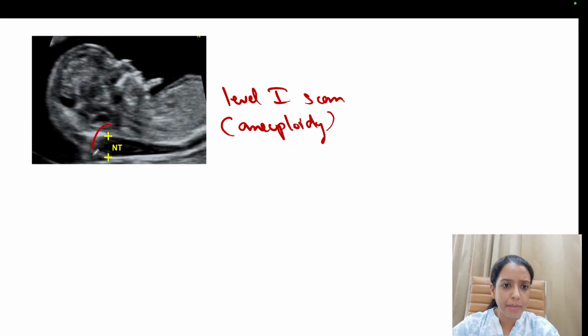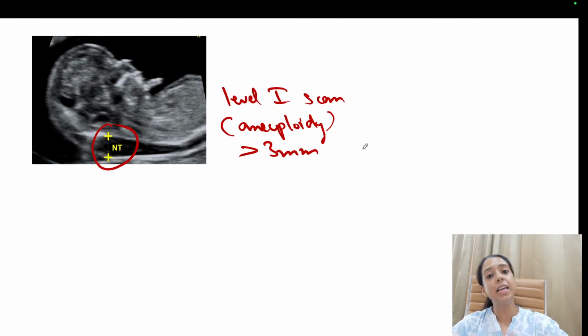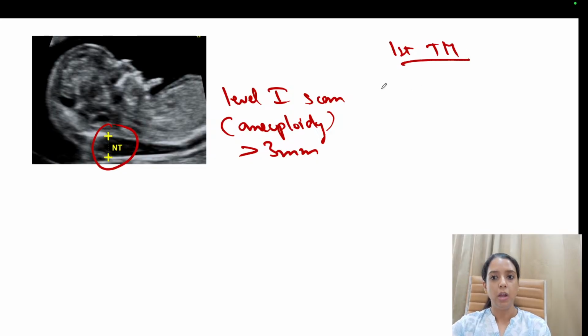What am I measuring? I am measuring this nuchal thickness, the thickness of my nuchal fold. So the nuchal thickness, if it is more than 3 mm, it is a positive screening test. This is a screening test for aneuploidy. So this raises a question. In first trimester, what screening tests are done for aneuploidy? One is level 1 scan.